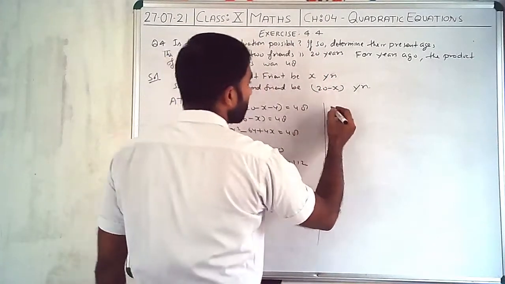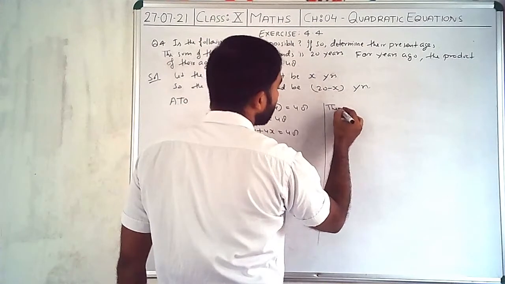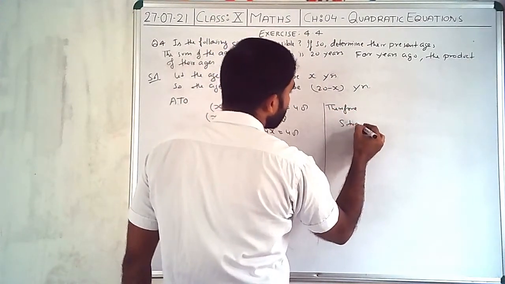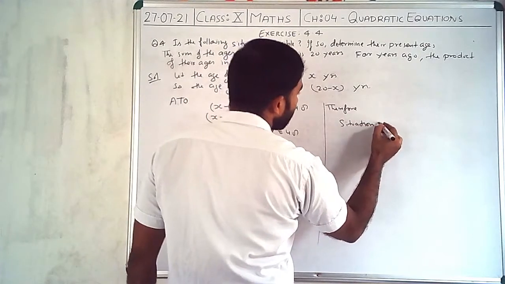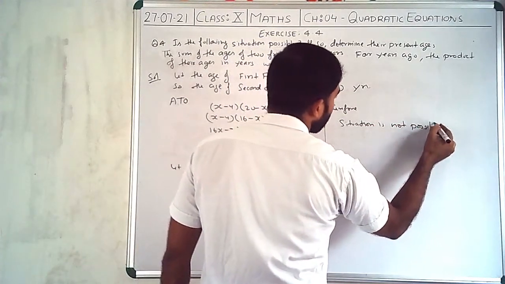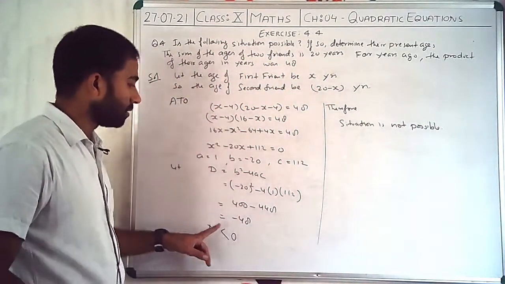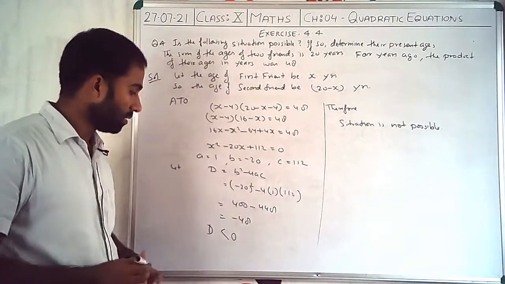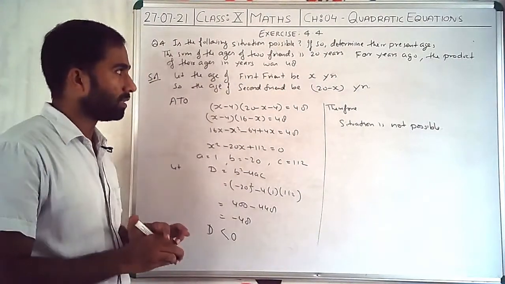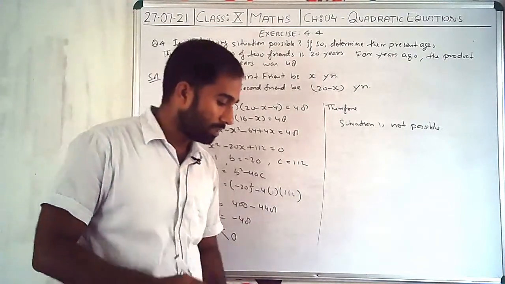Therefore, the given situation is not possible. Why? Because the discriminant is less than 0. I hope all of you have understood this exercise clearly.